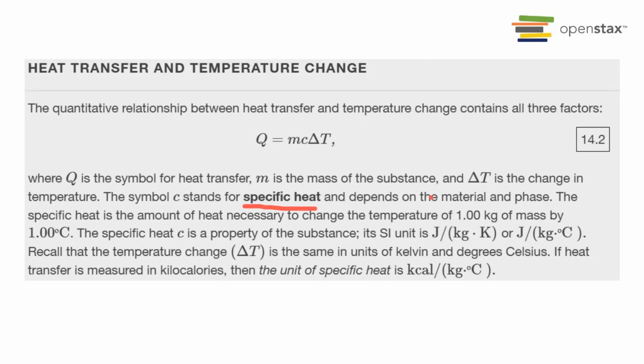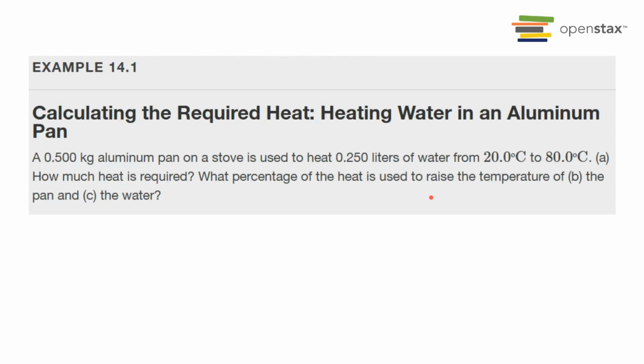Okay. So anyways, let's look at what all this means. Basically, let's try to use that formula and see how it works. A 0.5 kilogram aluminum pan on the stove is used to heat 0.25 liters of water from 20 to 80 degrees Celsius. How much heat is required? What percentage of heat is used to raise the temperature of the pan and the water?